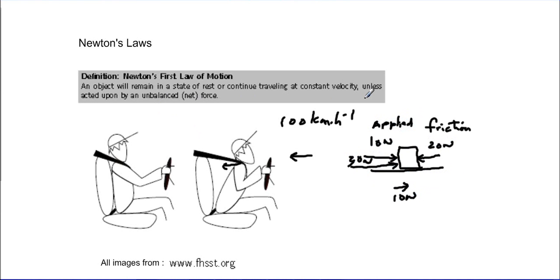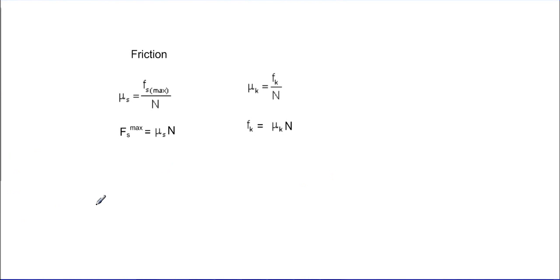So, unless acted upon by a net force, the object at rest will not move. This block will stand still, but if there's a net force of 10 newtons pushing it to the right, it will move to the right. Now going further, we can look at friction. We get static friction and dynamic friction. Static friction applies to an object that is at rest, and dynamic friction applies when an object is already moving.